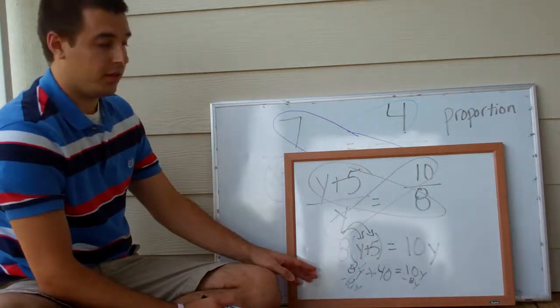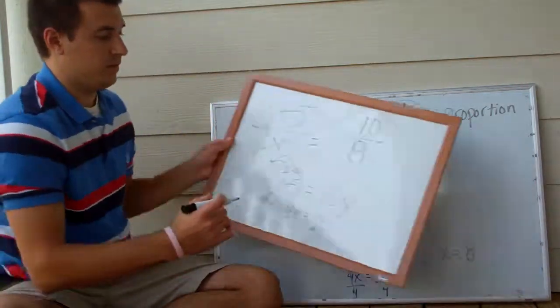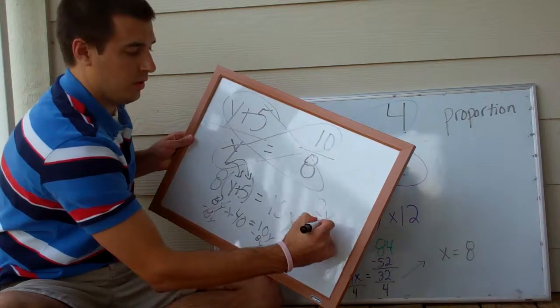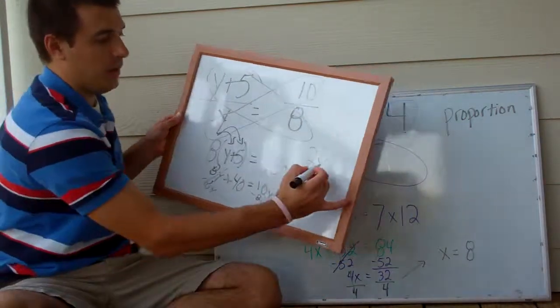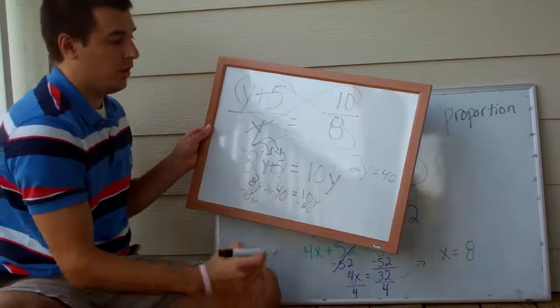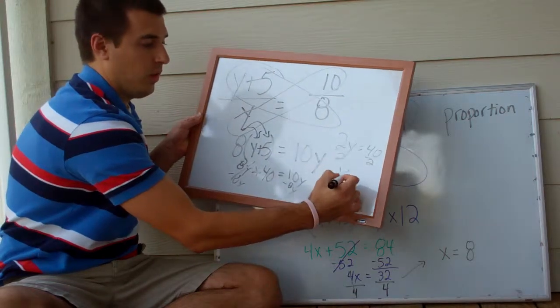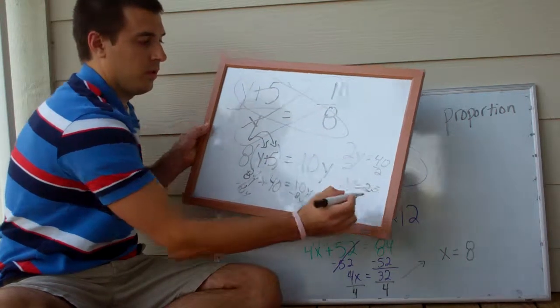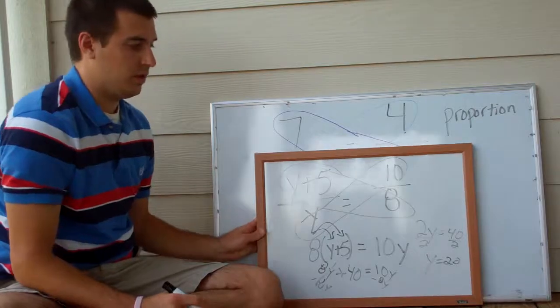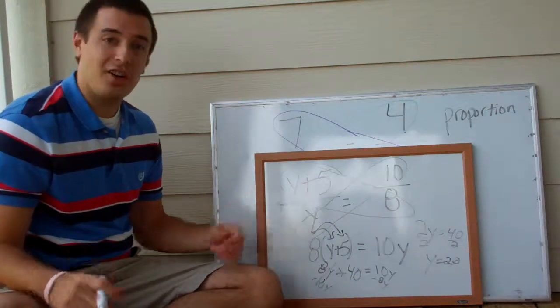8y cancels out on our left, and 10 minus 8 would give us 2y. 2y equals 40. So then, let's divide by 2. Divide by 2. y equals 20. Did you get 20? Alright! You're getting the hang of it. It's not that hard, is it?